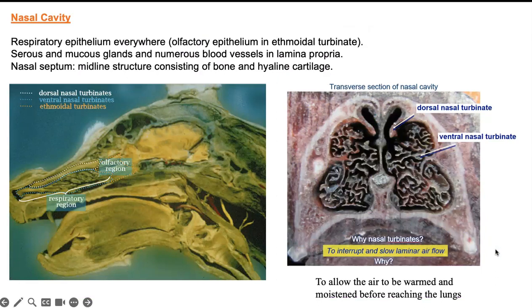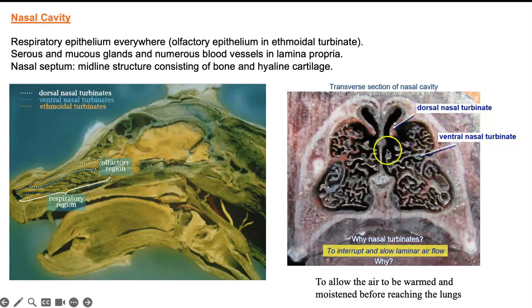Let us continue with the parts of the conducting portion. So we have the nasal cavity. As you know, the nasal cavity has respiratory epithelium and also olfactory epithelium. The respiratory epithelium covers the majority of the nasal cavity. However, the olfactory epithelium will cover the ethmoidal turbinate bone. Also, the nasal cavity contains serous and mucous glands and also blood vessels. And as you know, we have a nasal septum.